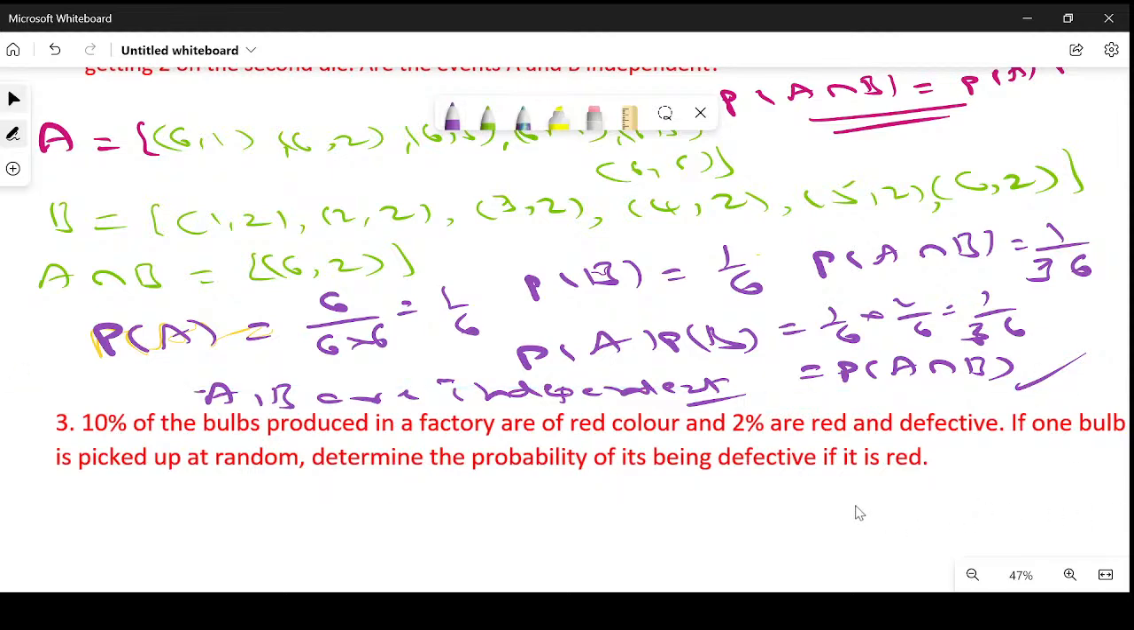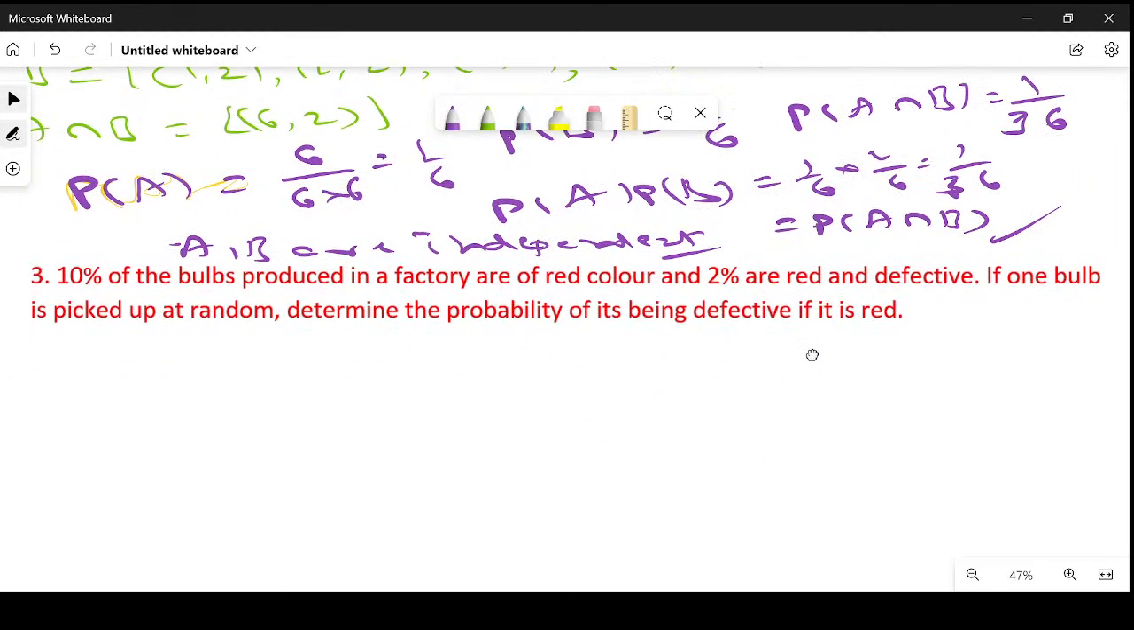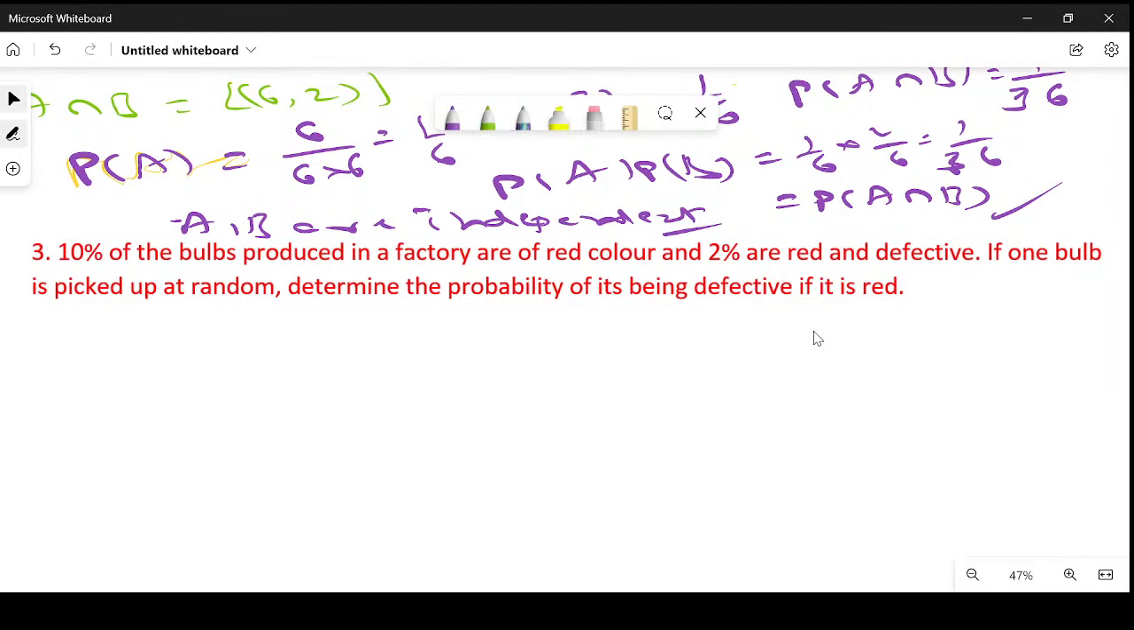I hope you understood this. If you have doubt, you can ask me, I can explain again. Is it clear? My dear students, is it clear? Yeah, understood. Then I can do the third problem now.